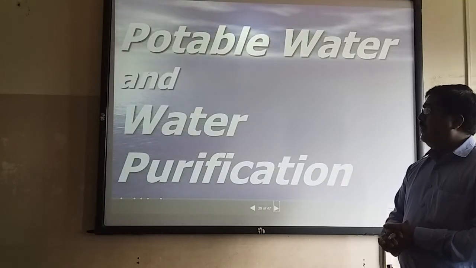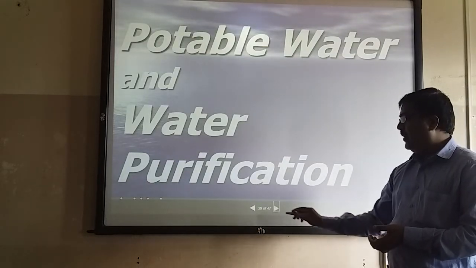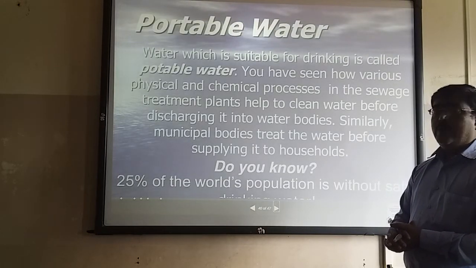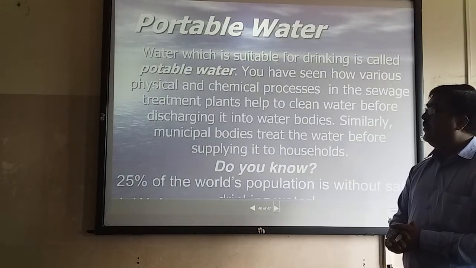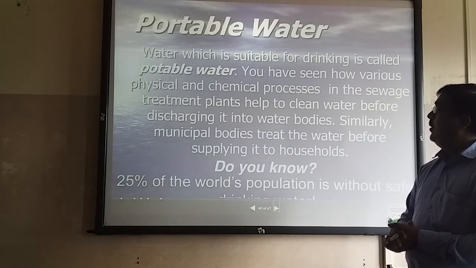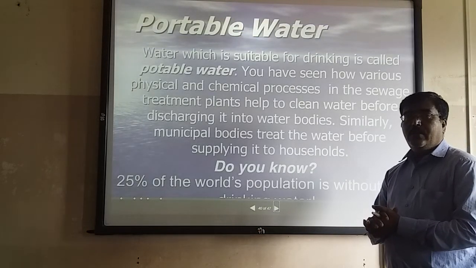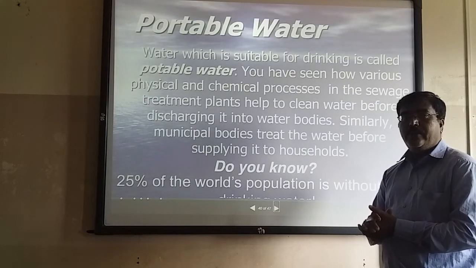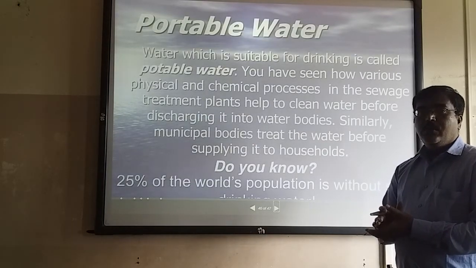Next is potable water and water purification. Potable water means water suitable for drinking. Whichever water is suitable for drinking, we call it potable water. We have to see the various physical and chemical processes in sewage treatment to clean the water. There are a large number of changes or steps involved. Firstly, the unwanted particles, like plastic bottles, are segregated.